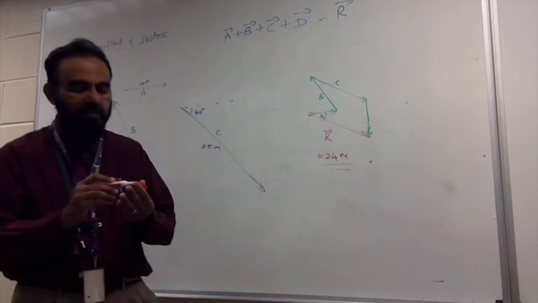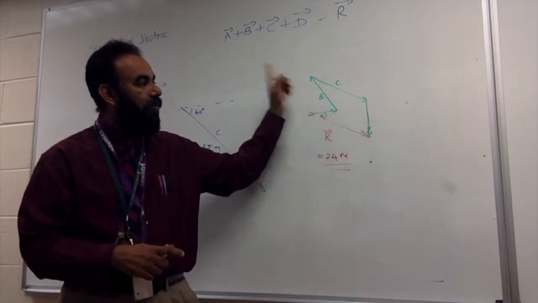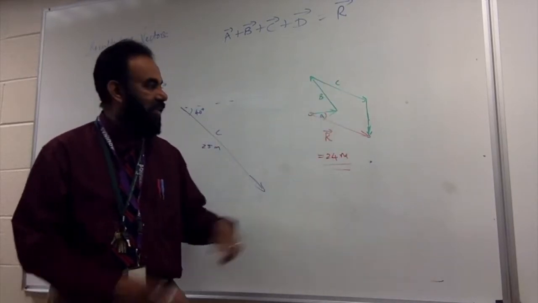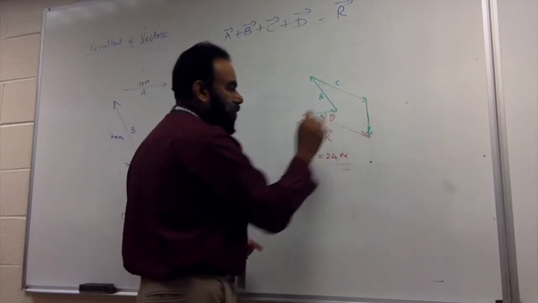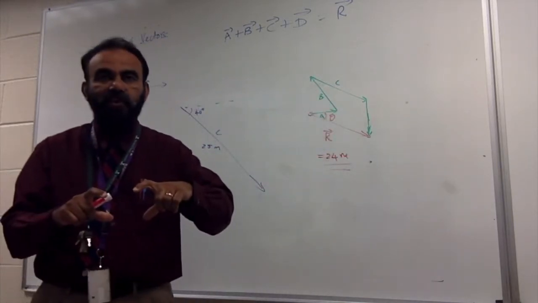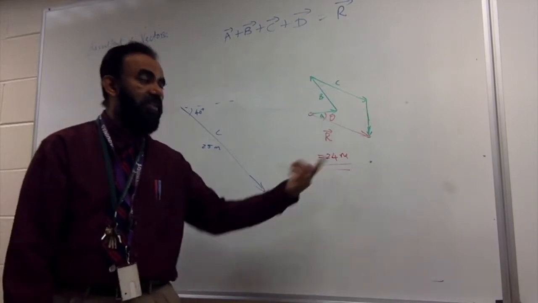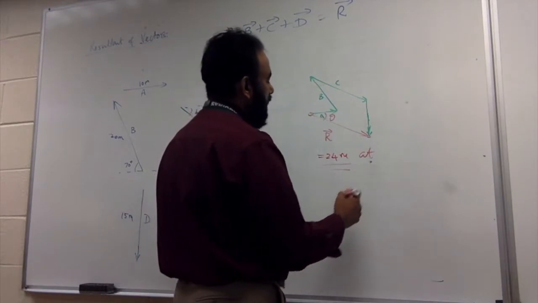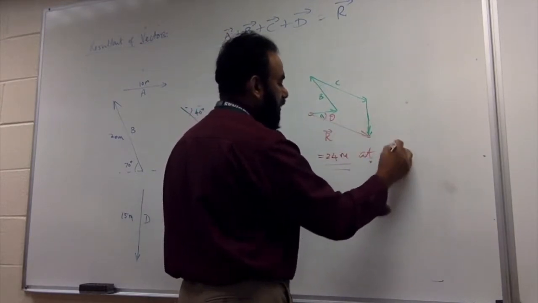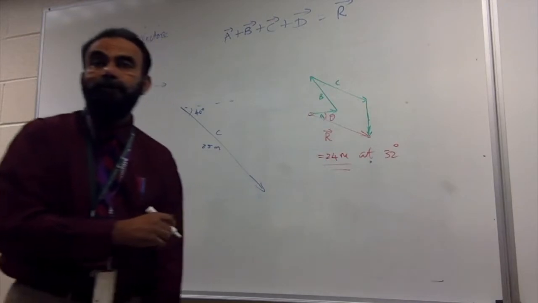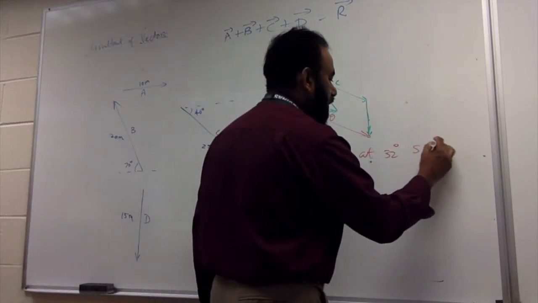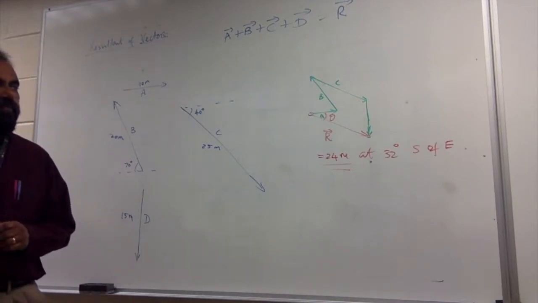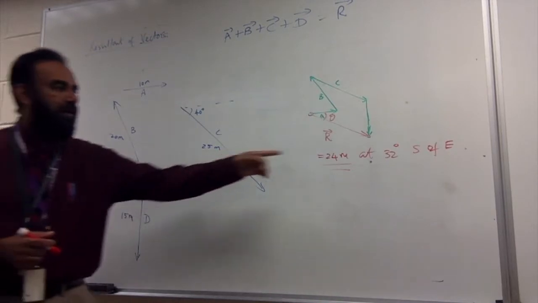So instead of telling a person, go this way, go that way, and go that way, you can just tell one instruction, which is go 24 meters at such and such an angle. So measure it with a protractor on the scale drawing, and you get the angle. Then you get the answer. So suppose the angle comes out to be 30 degrees or 32 degrees. At 32 degrees, what? South of east. Now, where do you get 32 from?